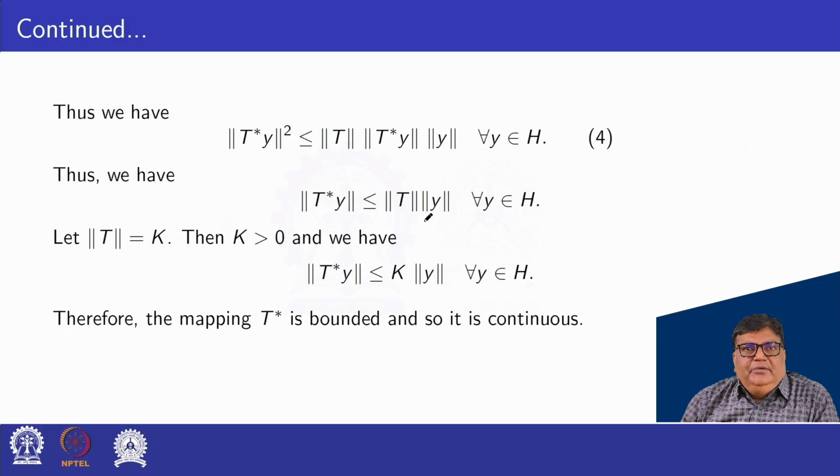Norm T is a scalar, that is, a positive constant k. So we can write norm of T star y less than or equal to k norm y. This shows that T star is bounded. T star is bounded, so it is continuous.